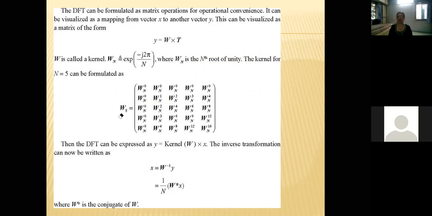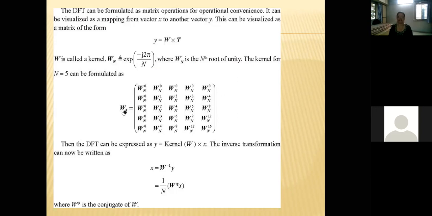So when n is 5, we get the matrix as shown here. It is denoted as W5, which is your DFT coefficient matrix. For all first row and first column terms, power is 0. For the second row, it is 1, 2, 3, 4. For the third row, it is 2, 4, 6, 8, and so on.